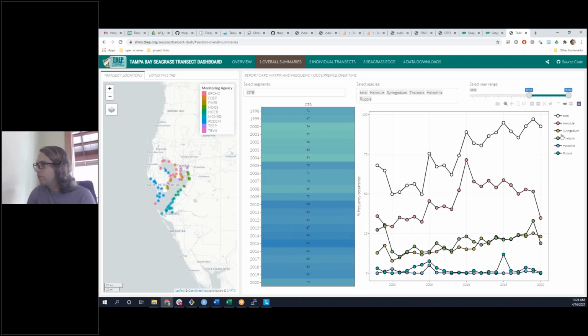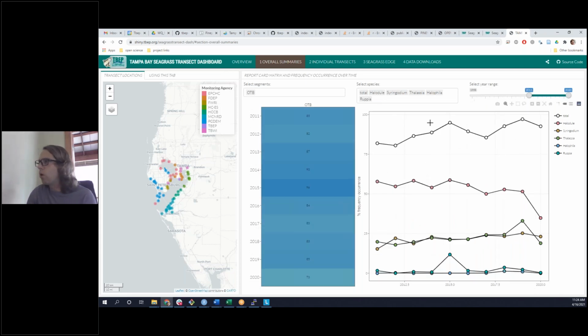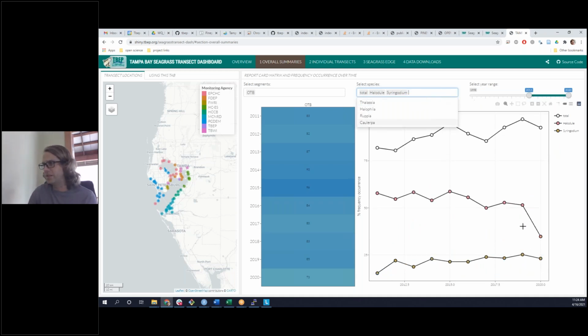I can look at different year ranges, whatever I want. I can pull out different species if I want to look at just the results related to different species of interest. So all this is interactive. This lets you pick and choose the pieces you want to look at.